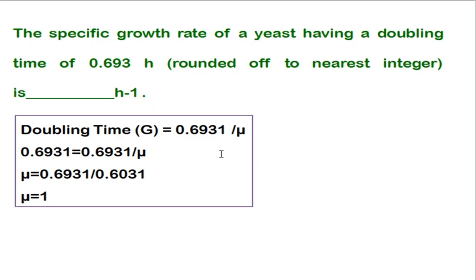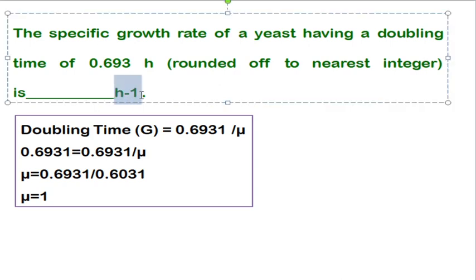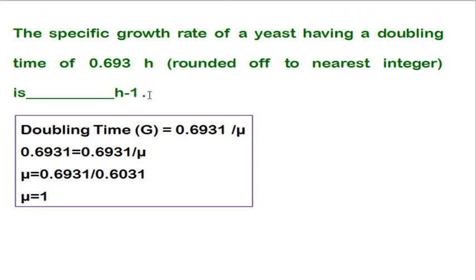The unit of doubling time will be hour, that is, within how many hours the organism doubles. And the unit of the specific growth rate, which means the growth of the organism under specific conditions, will be per hour. You need to note down that particular unit. They have given the doubling time, which you apply in this formula, and you can easily calculate the specific growth rate. So the specific growth rate is 1 per hour.